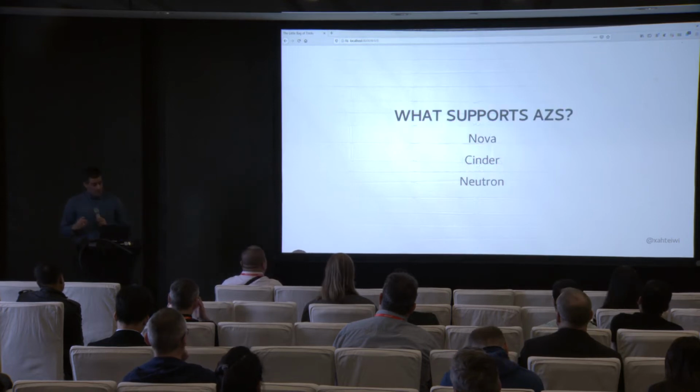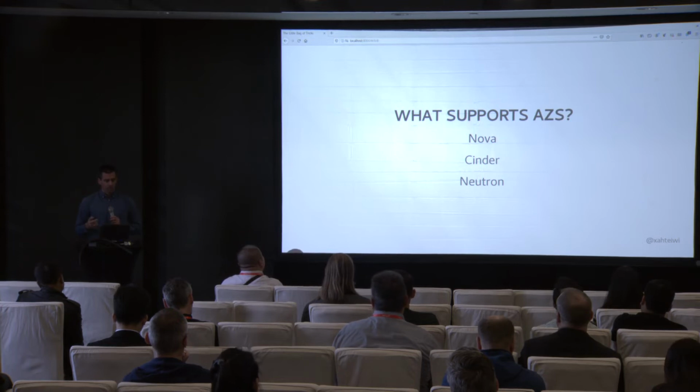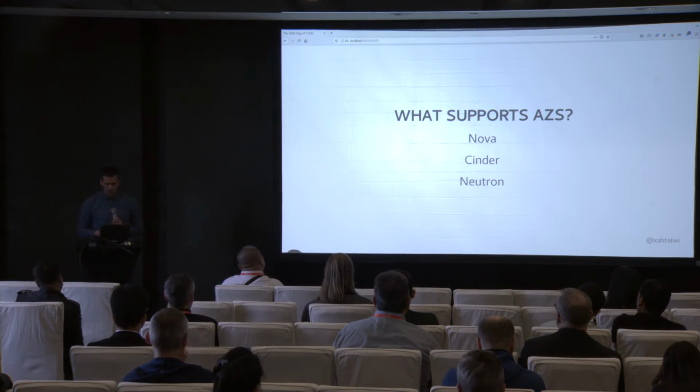What OpenStack services support availability zones? Availability zones are supported by Nova through Nova Compute, by Cinder through Cinder Volume, by Neutron through the gateway node agents. And there are other more high-level services that also support availability zones, but for the moment I'm going to talk about these three.